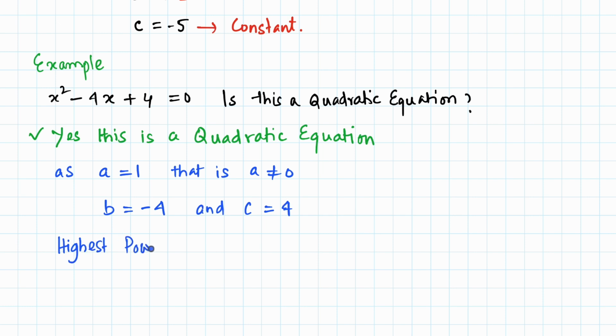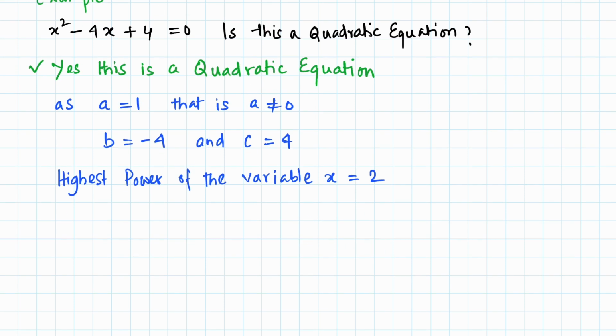And what is the highest power? The highest power of the variable of the given equation, x, is equal to 2. So these two together identify that this is a quadratic equation. Let's take example 2, 3x square equal to 12.